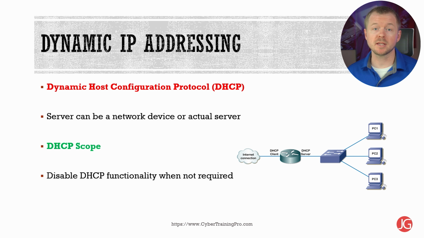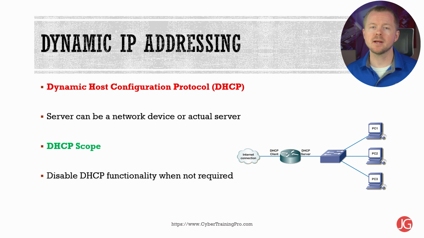Dynamic IP addressing uses DHCP, or Dynamic Host Configuration Protocol, to automatically assign IP addresses to computers that connect to the network. Now, DHCP operates with a server that passes out IP addresses to DHCP clients, which are your computers or other systems. The server can be a network device like a router, or it can literally be a server running an operating system like Microsoft Server with a pool or a range that the DHCP server distributes IP addresses from, and it's called the DHCP scope.